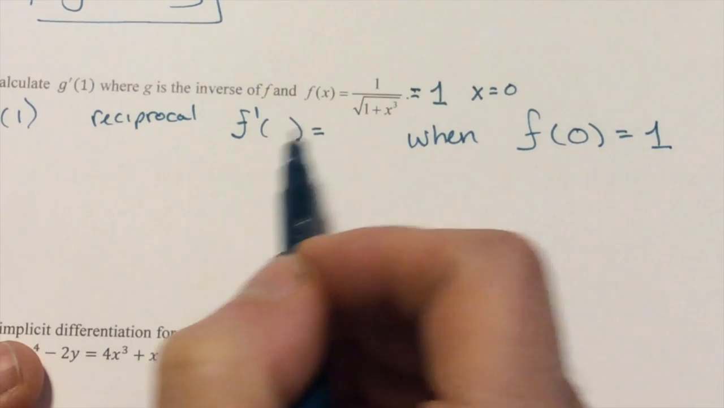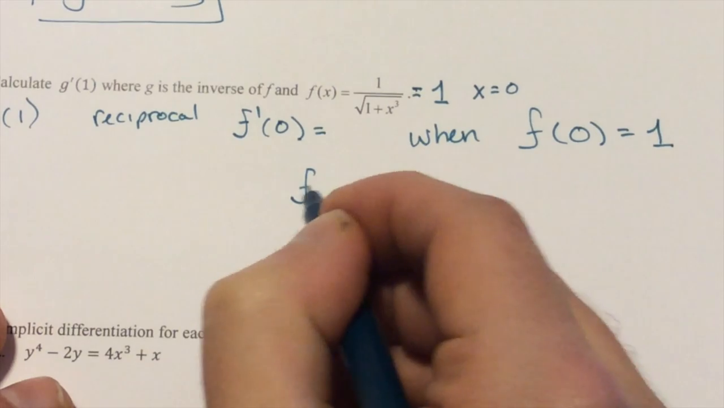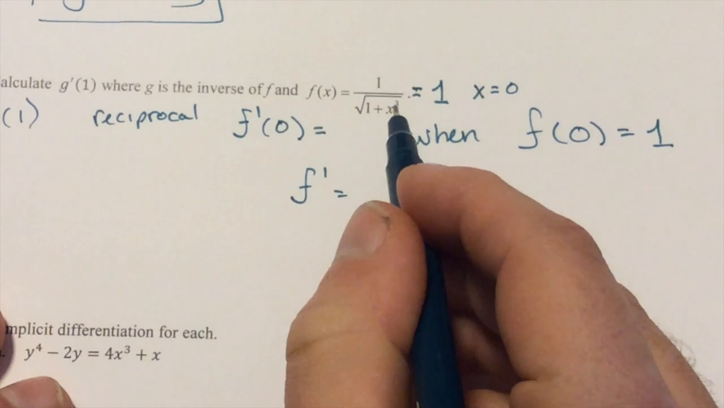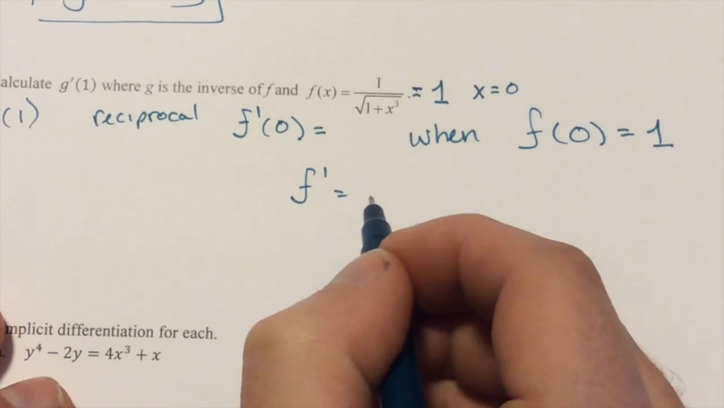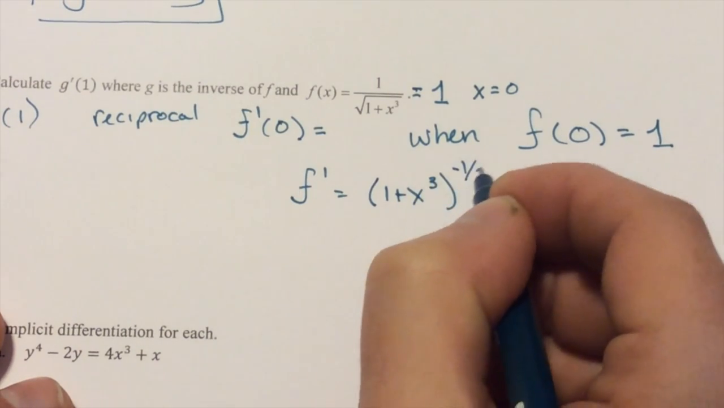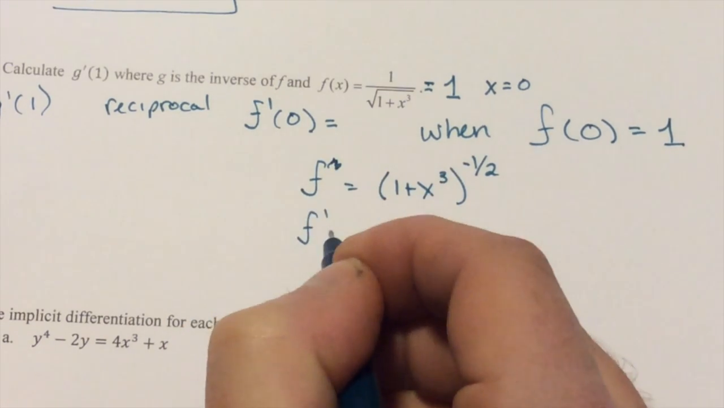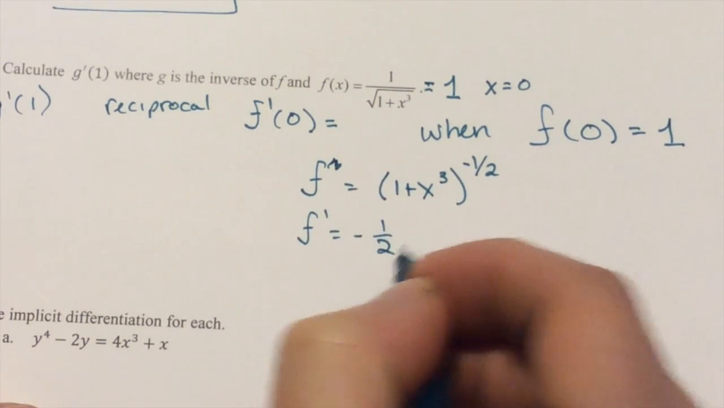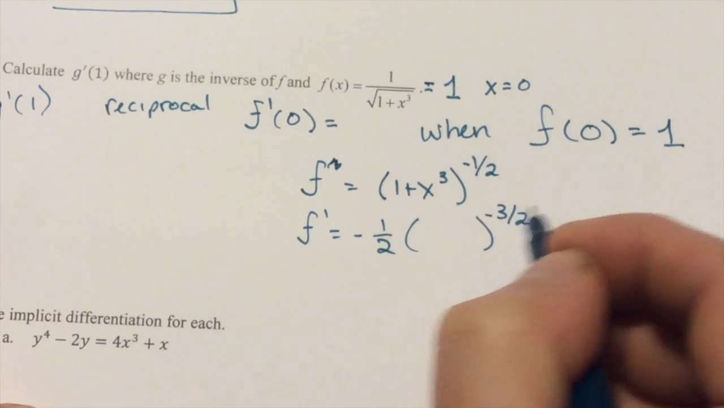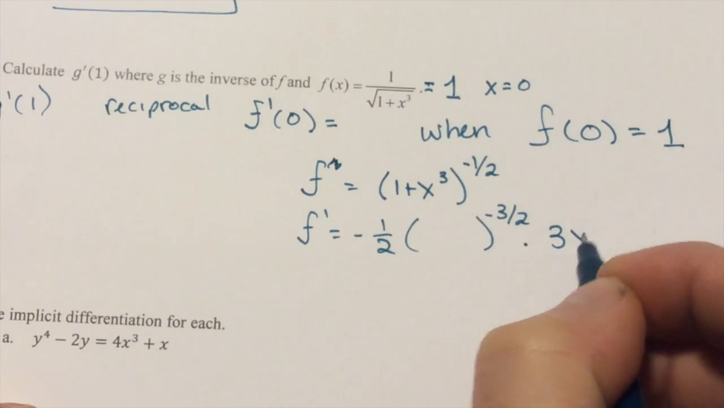So now I want to take the derivative and plug in 0. So what is f prime? Well, we have a quotient rule, or another way of writing this is 1 plus x cubed to the negative 1/2 power. That's a lot easier to work with. So f prime is, bring the negative 1/2 down, times, subtract, so that's negative 3/2. What's the derivative of the inside? Times 3x squared.